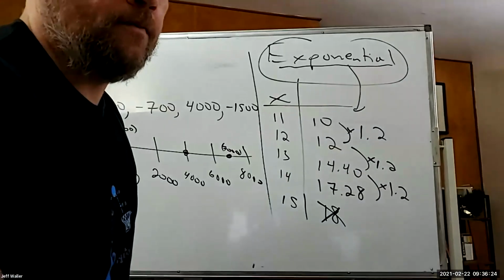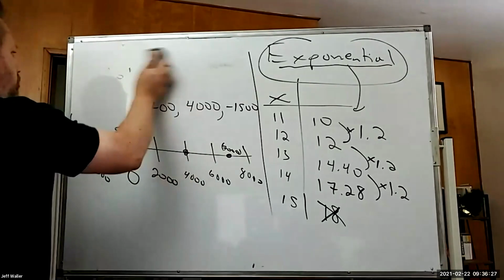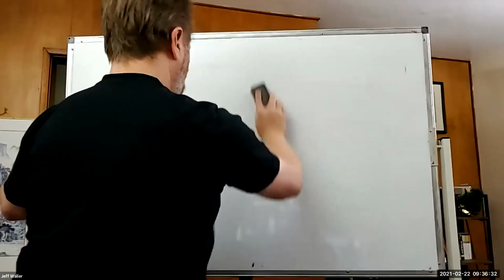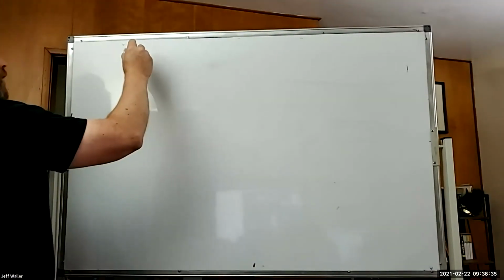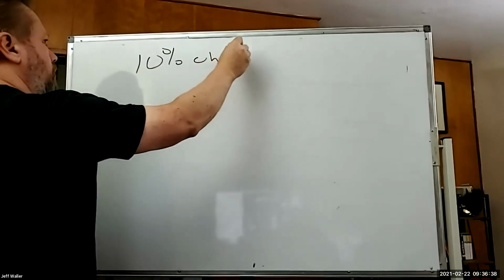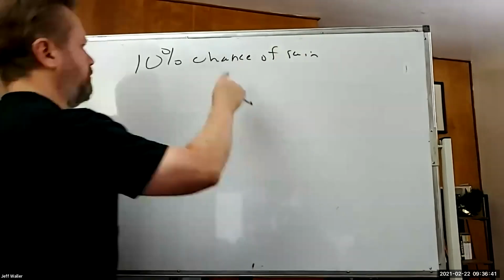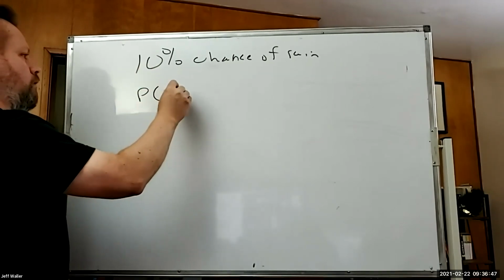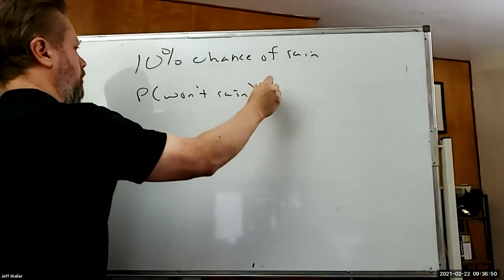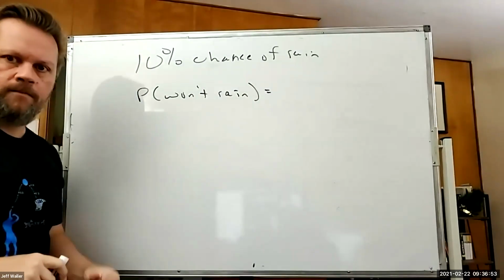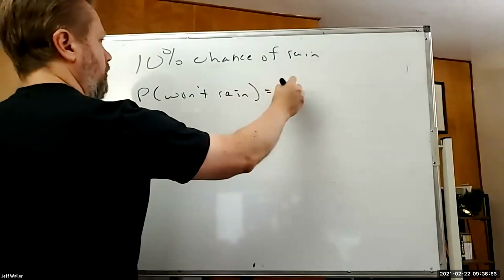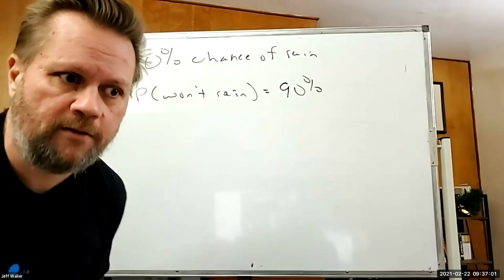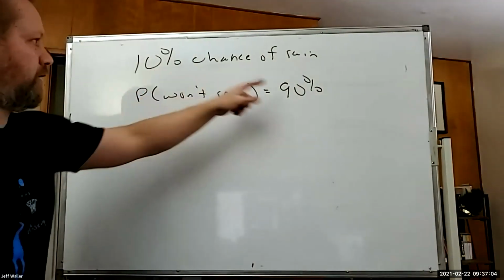All right, you get it. So if there is a 10% chance of rain, the probability it's going to rain is 10%. What's the probability it won't rain? 90%. Isn't that crazy? Of course it is, because when you add up all the possibilities, it has to make 100%. So if part of it is 10%, the rest of it must be 90%.